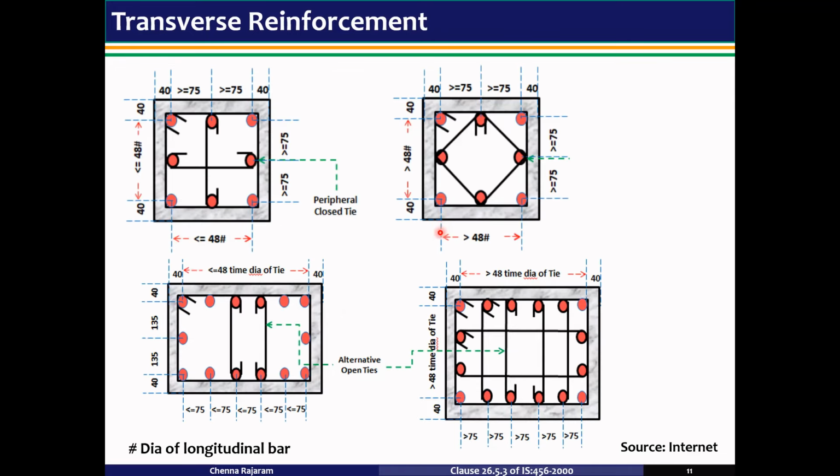If the longitudinal bars are spaced at a distance not exceeding 48 times the diameter of a tie, or effectively tied in two directions, additional longitudinal bars in between these bars need to be tied in one direction by open ties. If the longitudinal bars are spaced at a distance of more than 48 times the diameter of the tie, then closed ties for internal bars will also be required.